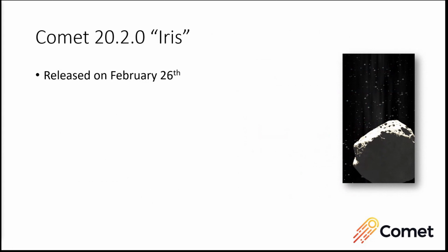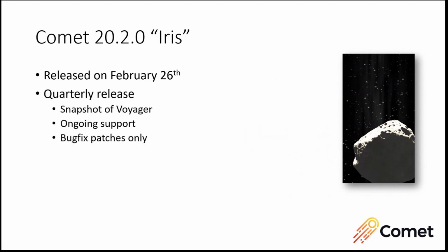So we released this last week on the 26th, and it's available now for you to download from cometbackup.com for your Comet Enterprise service. And just to summarize, you probably know this already, but we have two release tracks for Comet. Our everyday weekly development lands in Voyager, and then once every 3 months, we take a snapshot of Voyager and settle on it with long-term support.